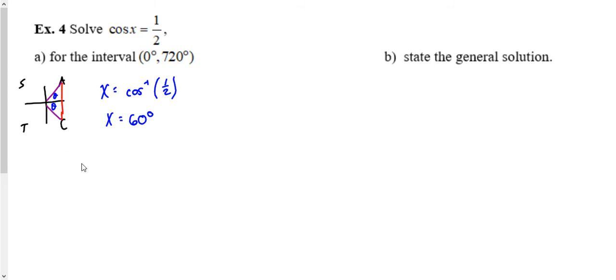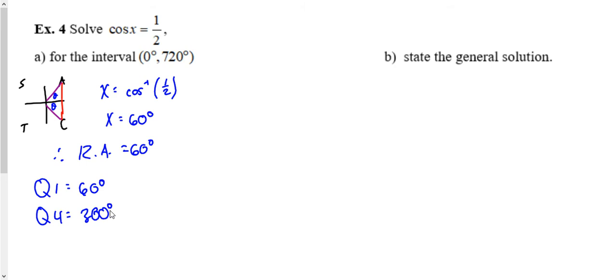From here I know that my reference angle is equal to 60 degrees, and so in quadrant 1 we're equal to 60 degrees, and in quadrant 4 we're equal to 360 minus 60, which is going to be 300 degrees. Okay, but notice that we're going between 0 and 720. So really what this means is we want to figure out our coterminal angles to 60 and 300 degrees.